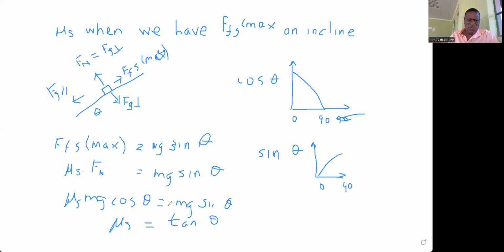Now, you can see the mg's cancel there. Let me take a different pen so that you can see more clearly. If you look at this equation, the mg's cancel. So in other words, to get mu s, you are going to divide sine theta by cos theta, which we all know is equivalent to tan theta. In some calculations, you might just need to start here. You have to know that mu s on the incline is tan theta. But if they ask you to derive it, then you have to go through this process.